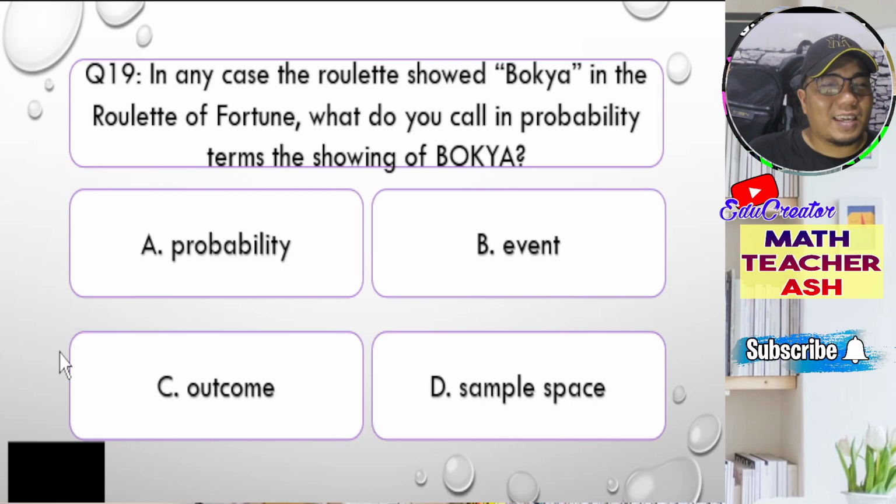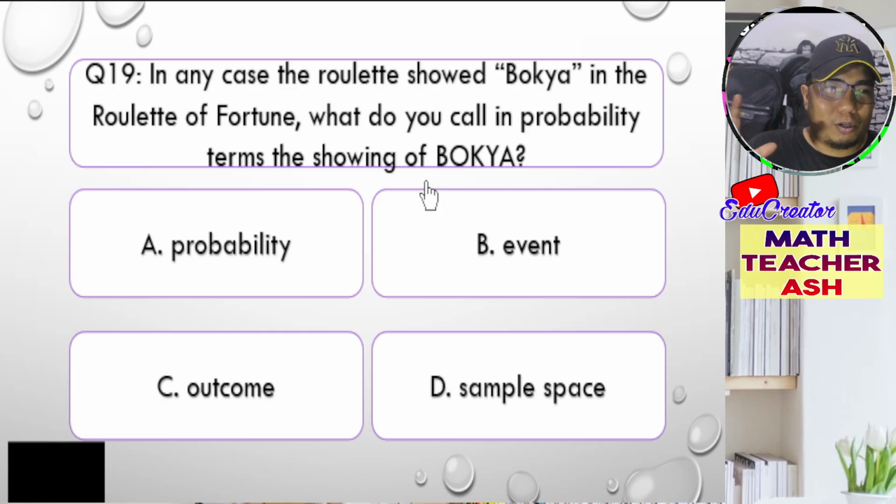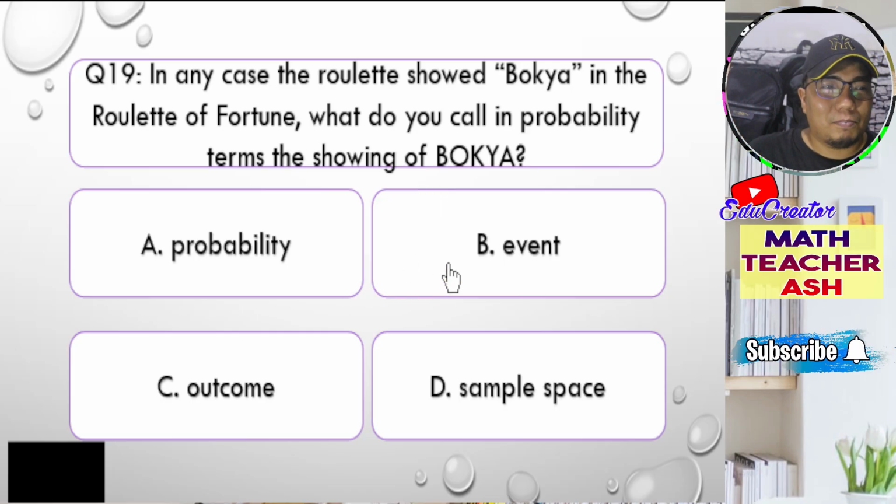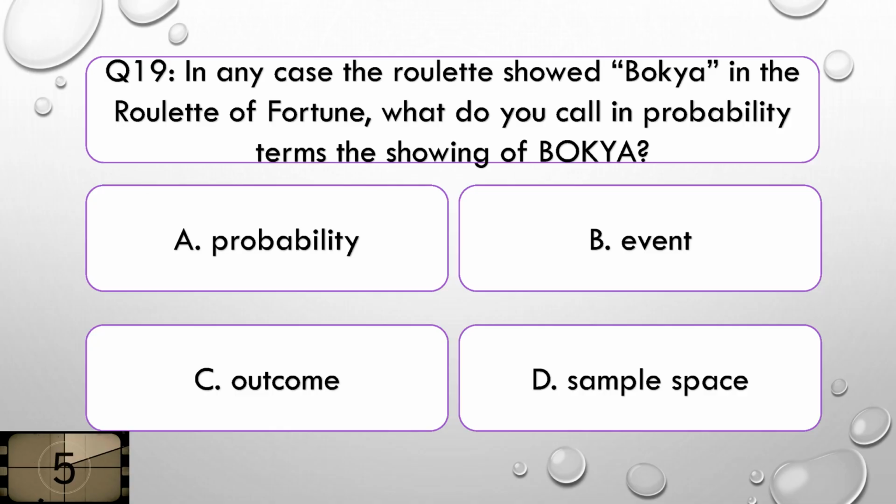In any case, the roulette showed bokya in the roulette of fortune. What do you call in probability terms the showing of bokya? Okay, so what do you call that result? Is it A, probability, B, event, C, outcome, or D, sample space? I will give you 5 seconds to think about your answer.